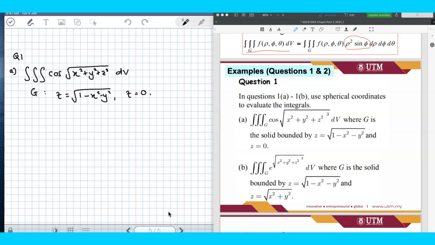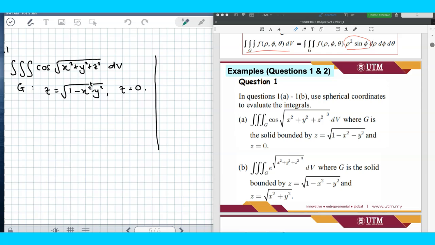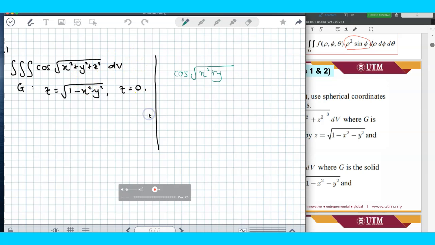Okay, so now about the integrand. You can start with sketching the solid first, or you can change the integrand into a spherical expression. You can start with either of them. So maybe I want to start with the integrand. I want to convert the cos of square root of x squared plus y squared plus z squared.